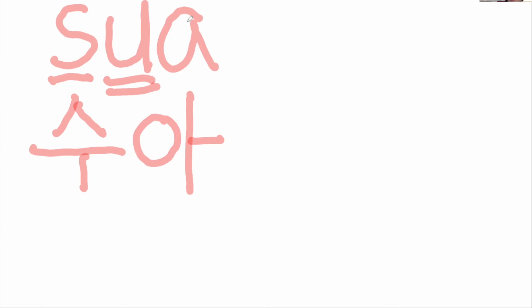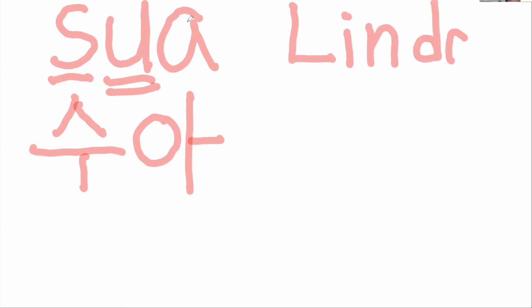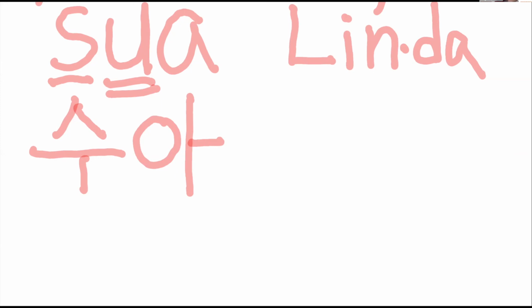Okay, I will write another one. Maybe Linda. How about Linda? Lin da. Then I will divide two syllables, lin da. So I will divide here. So Linda, then rieul. This is the initial consonant. So rieul.